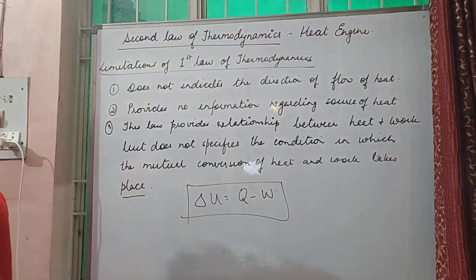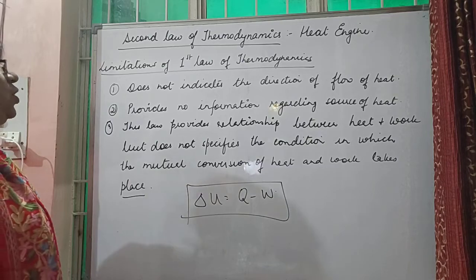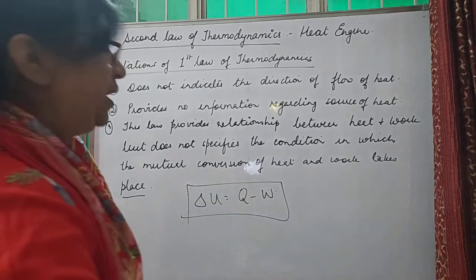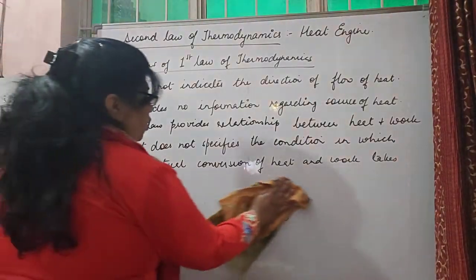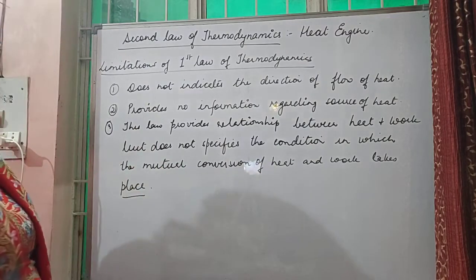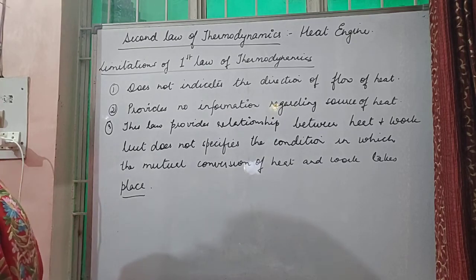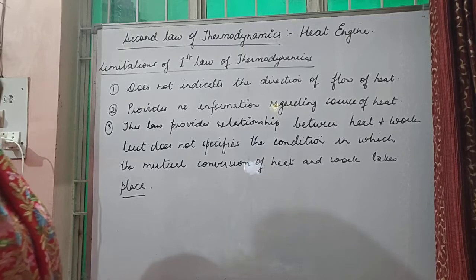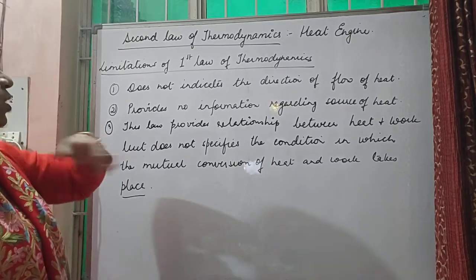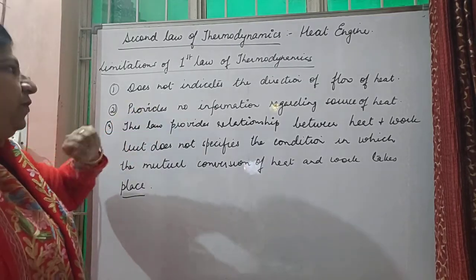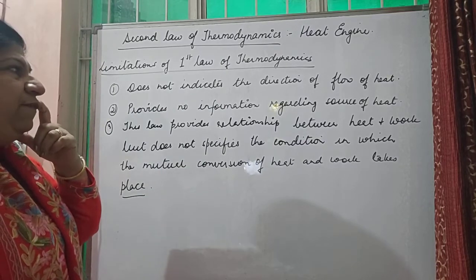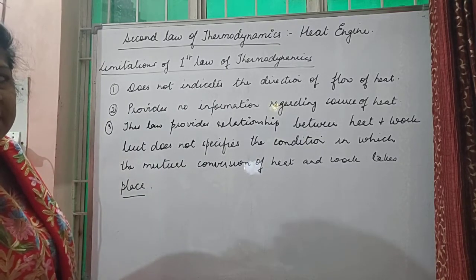Now let us see what are the drawbacks or the limitations, as we call, for the first law of thermodynamics, because of which the second law was derived in a better version. As I've written here, the first law does not indicate the direction of flow of heat. There was no direction, it is flowing from higher heat concentration to lower one, and this law is not defining any direction of the flow of heat.